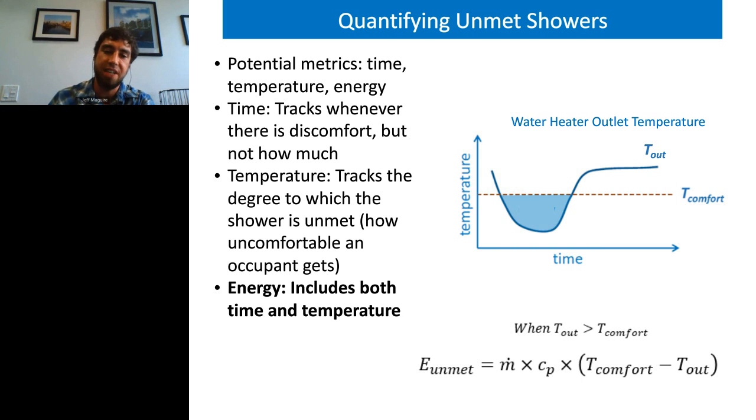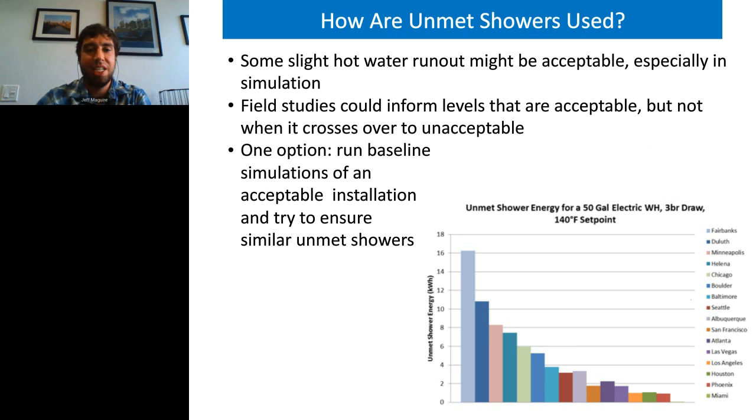And so that's my proposed metric: calculate the unmet shower energy when we're doing annual simulations. The problem is how exactly to use it. So let's say I calculate that this home has 3 kilowatt hours of unmet showers, and if I change it, it's going to go to 5 kilowatt hours of unmet showers. It's hard to tie that back to whether the occupant is okay with 3 or 5, or how much they're really comfortable with.